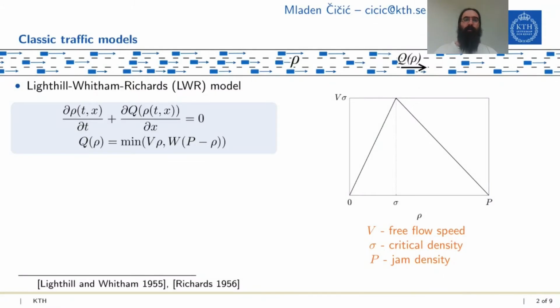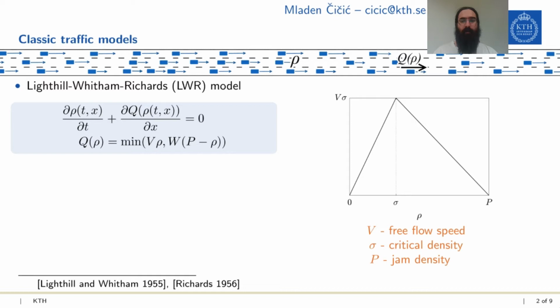So first let's talk about some classic traffic models. Probably the most classic one of them all is the Lighthill-Whitham-Richards, or LWR model. This is a first-order PDE, or a conservation law, where the traffic density is the conserved quantity and its evolution is given based on the flux function.